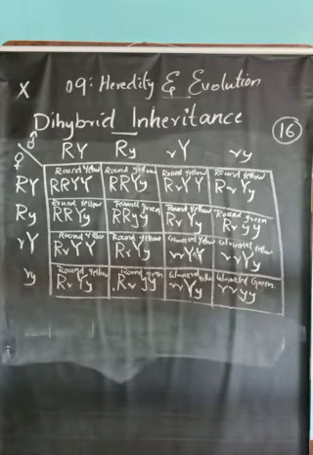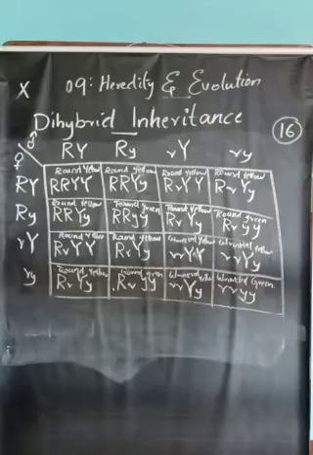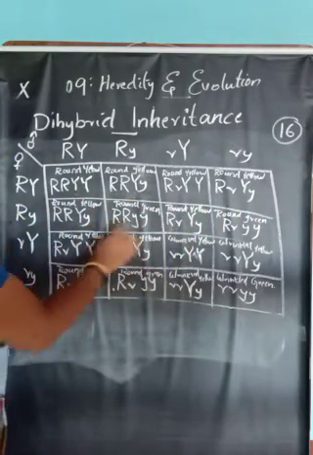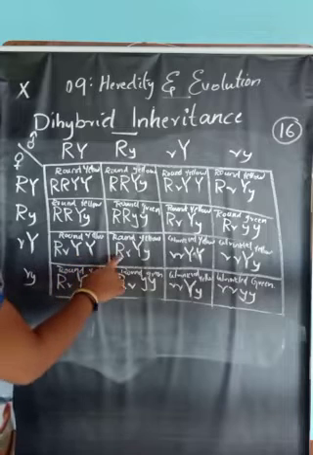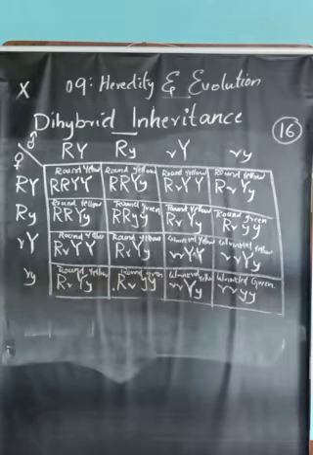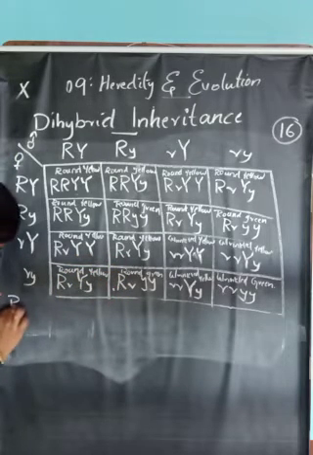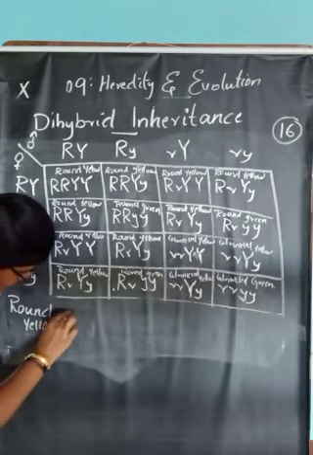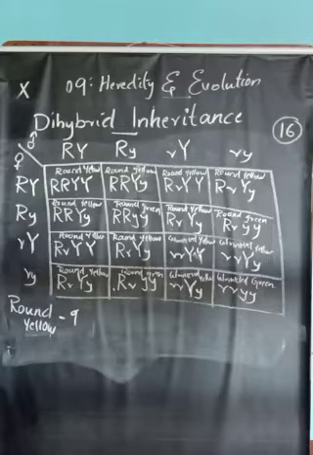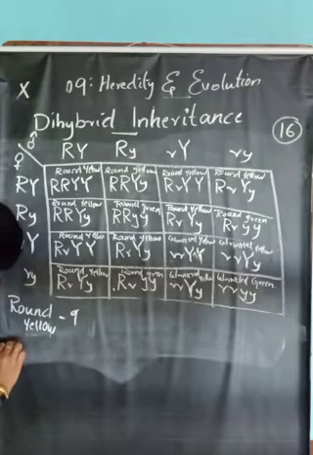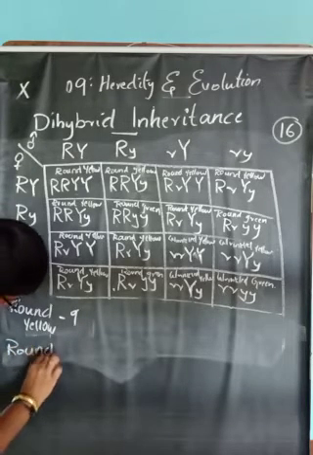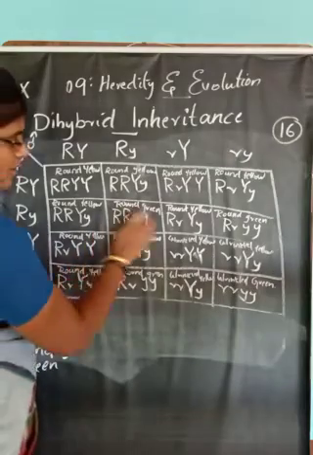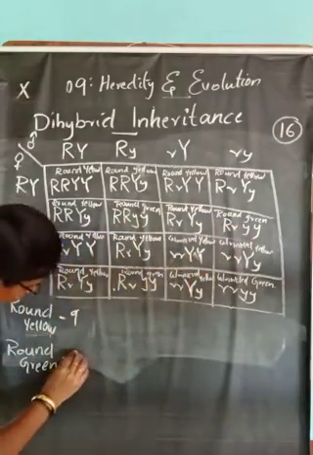So let's count how many round yellow. 1, 2, 3, 4, 5, 6, 7, 8, 9. So there are 9 round yellow. Then we can count round green. 1, 2, 3. There are 3 round green.